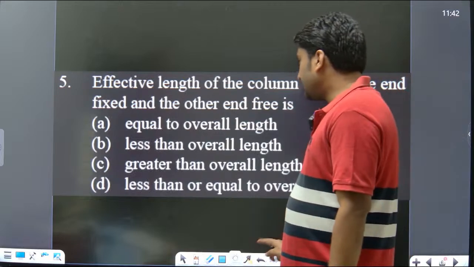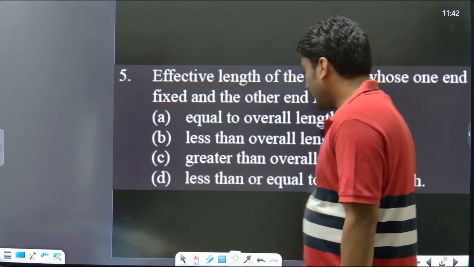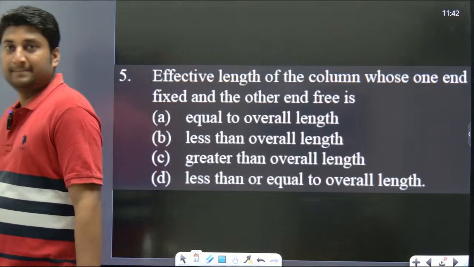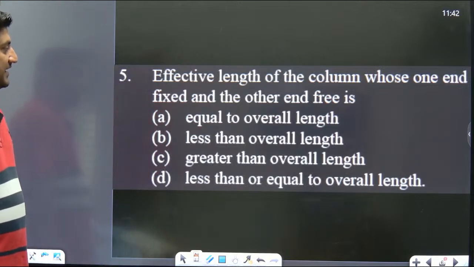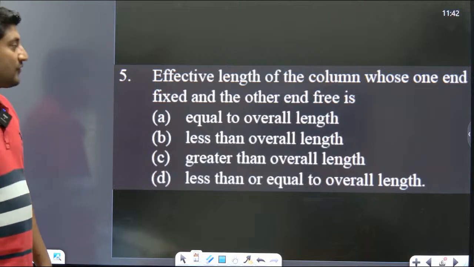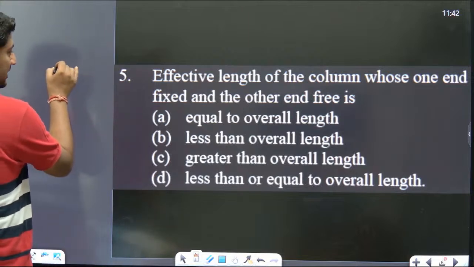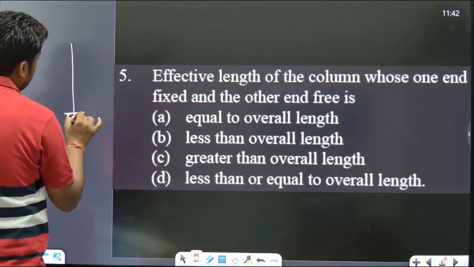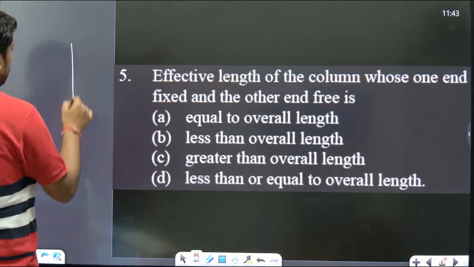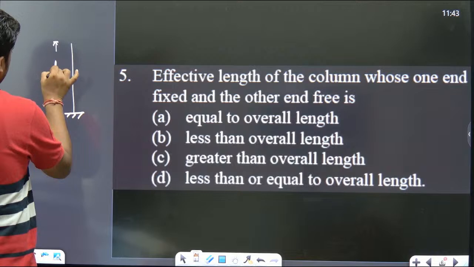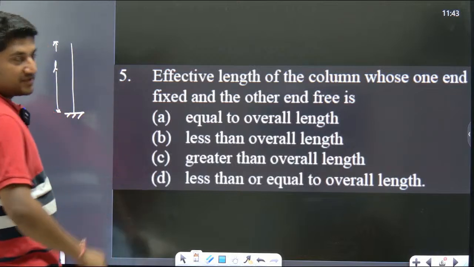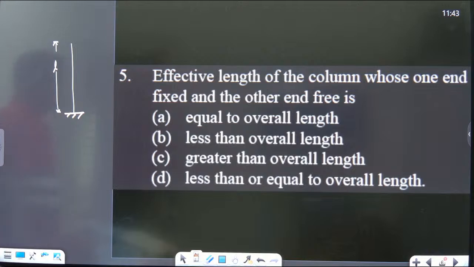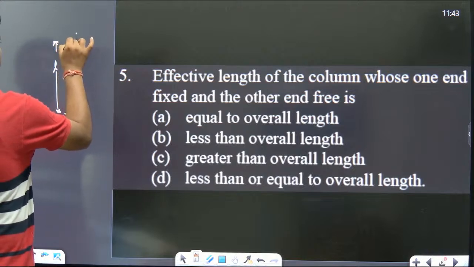Moving ahead. Answer this question. Effective length of the column whose one end is fixed and the other end is free is? Let us suppose there is an RCC column whose one end is fixed and the other end is free. So this is the column. You can see very carefully, if the length is L, effective length is nothing but the distance between the points of zero bending moment. Understood everyone? So here bending moment is 0.